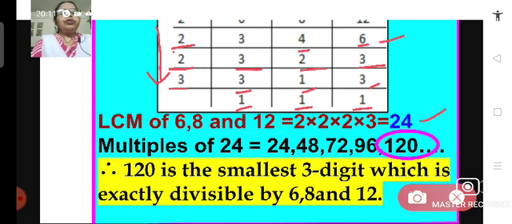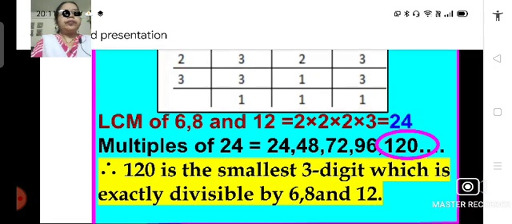Now, we have to find the multiples of 24 and find the smallest three-digit number. So, the multiples of 24 are 24, 48, 72, 96, 120, and we can get more, but 120 is the smallest three-digit number which is exactly divisible by 6, 8 and 12. So, the answer is 120.